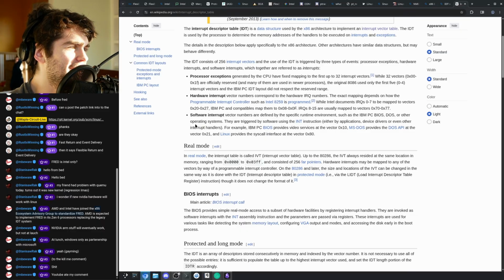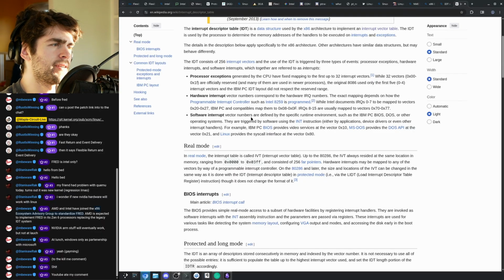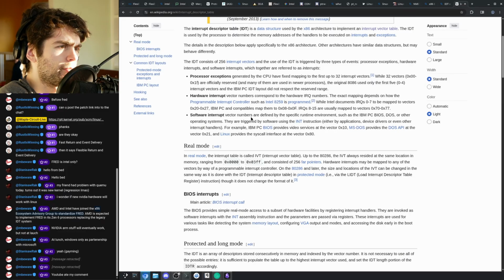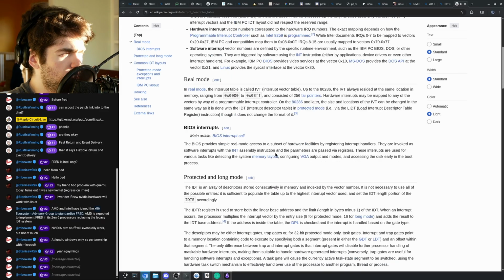Okay, software interrupt. Vector numbers are defined by the specific runtime environment, such as IBM PC BIOS, DOS, or other operating systems. They are triggered by software using an int instruction, either by an application, device driver, or other interrupt handlers. For example, IBM PC BIOS provides video services, and Linux provides the syscall interface at vector 0x80, okay? Am I to believe that you can just modify these? Oh no, you would need to be in kernel mode for that, so you're never going to be able to do that as a user. Okay, this makes sense.